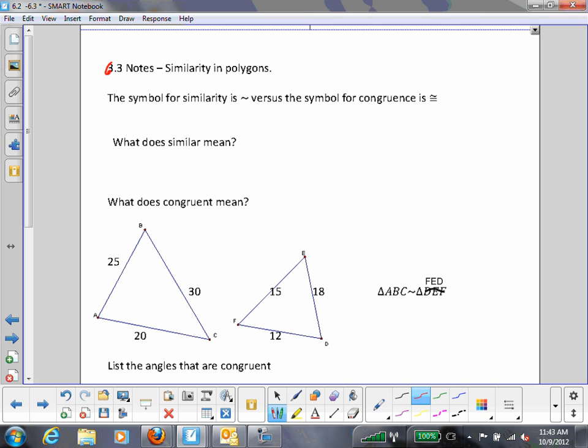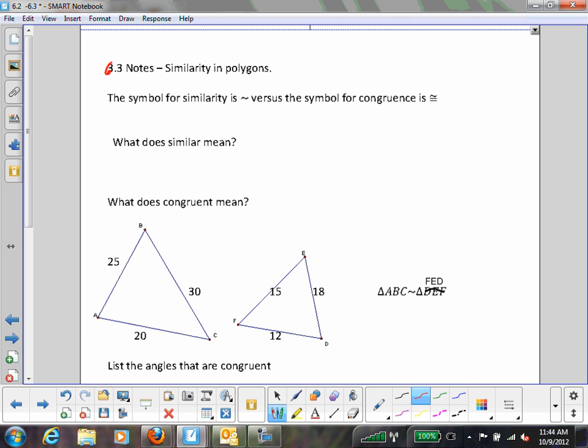Similarity in polygons is day 3. We're on day 3, aren't we? Yes. Okay. So the symbol for similarity is this little squiggle line, versus the symbol for congruence, which was the equal sign with the squiggle line. Okay. What does similar mean?